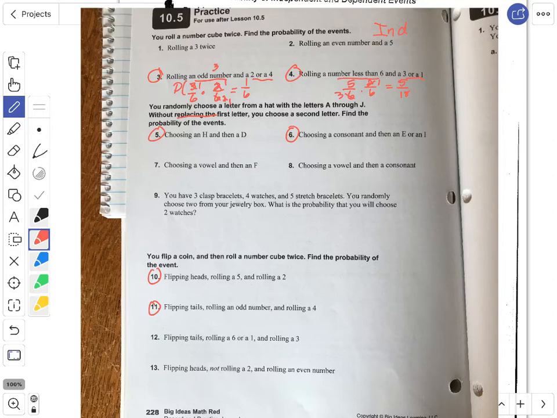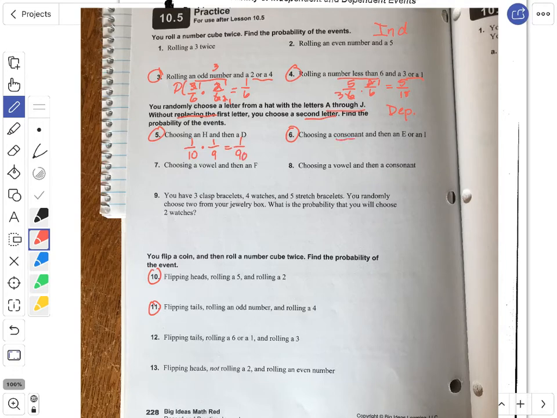If you look at 5 through 9, it says you're randomly choosing a letter from a hat with A through J. Without replacing the first letter, you choose the second one. So these are dependent. Okay, because we have one less to choose from. Probability of choosing an H, there's only one out of, well, A through J is 10, times a D, there's only one D out of there, and we already chose one and we didn't replace it, so there's only 9 left. So that would be 1 out of 90.